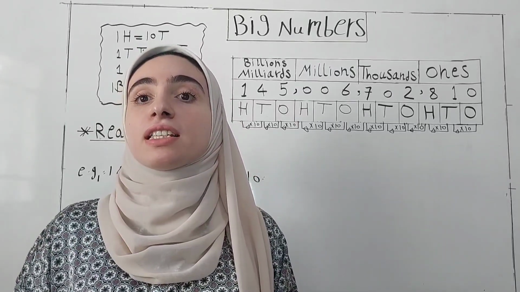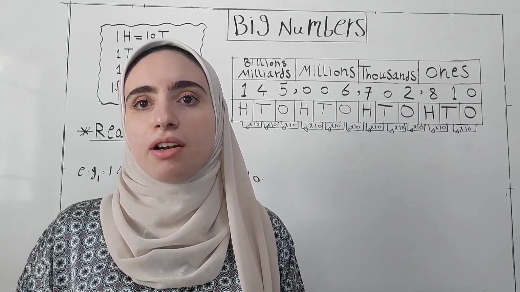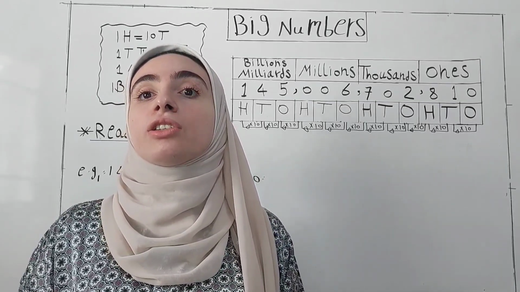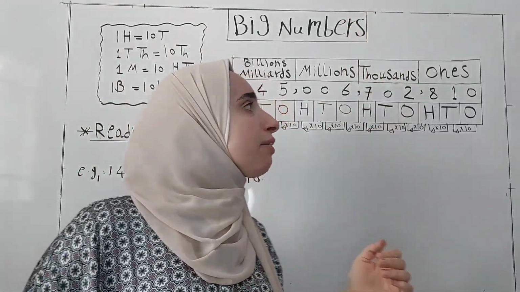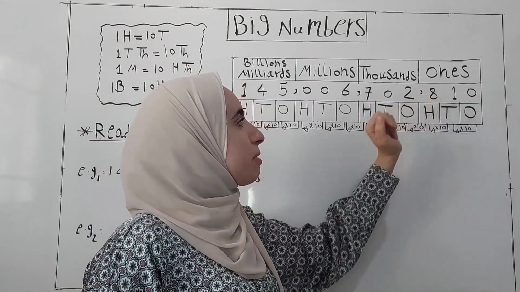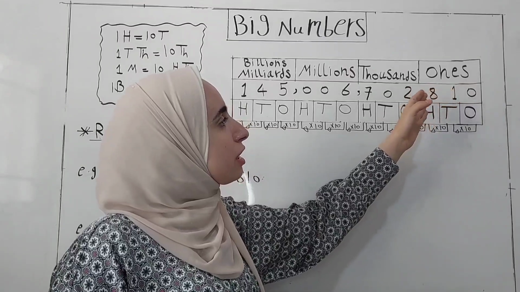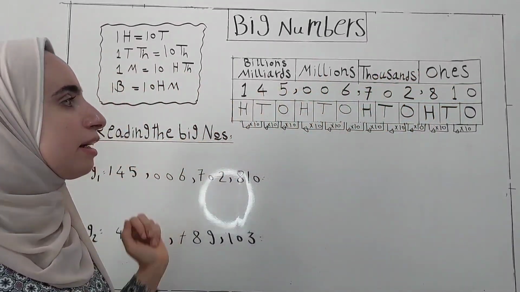We studied in the previous lesson the difference between digit, number, and numeral. In today's lesson, we are going to study the big numbers. Let's take this big number. At first, we use commas to separate each three-digit value from the right going to the left.